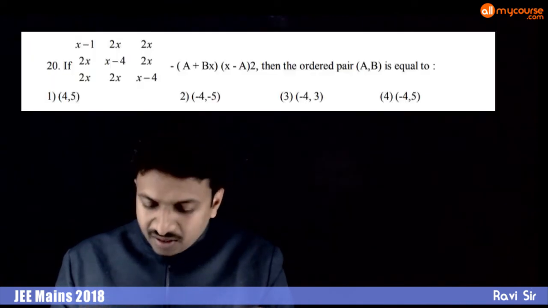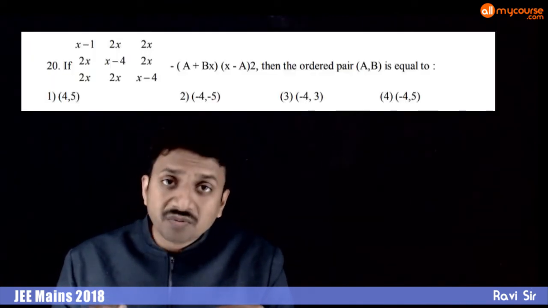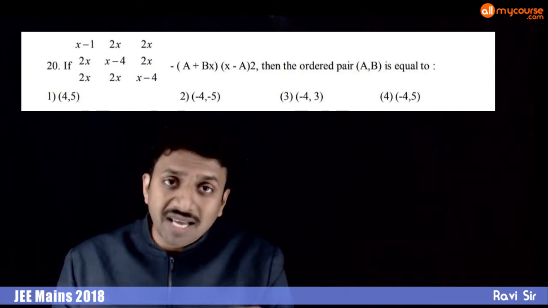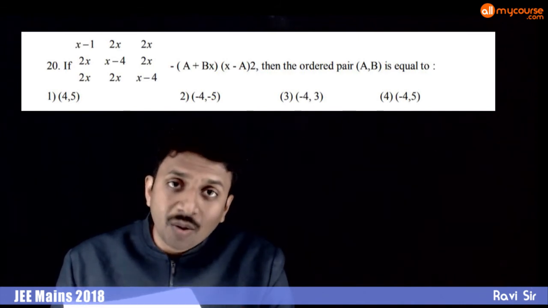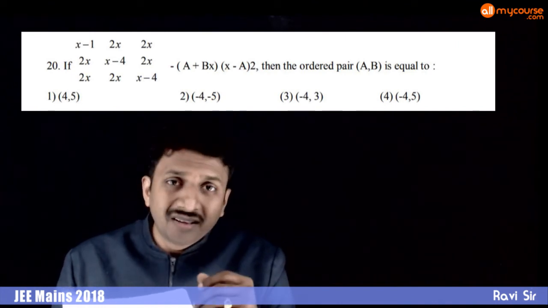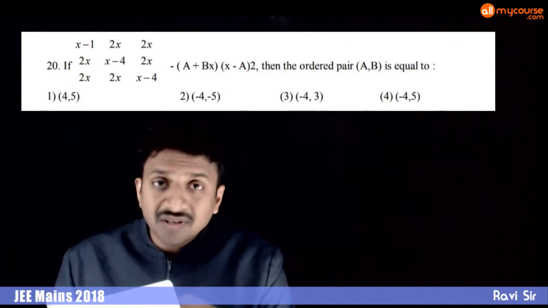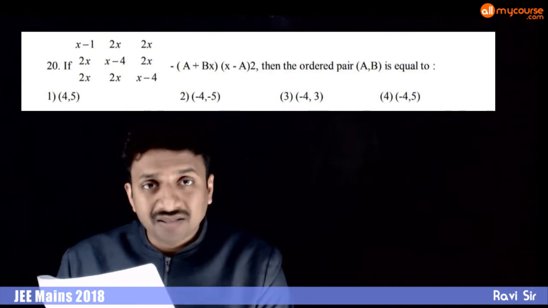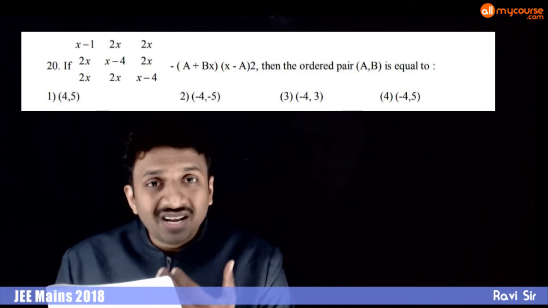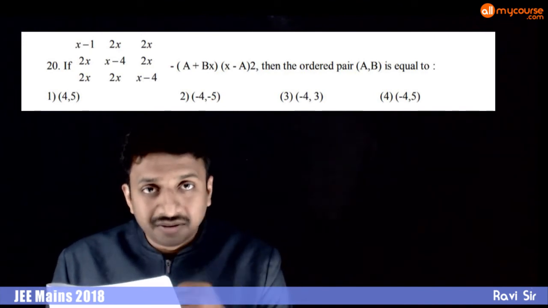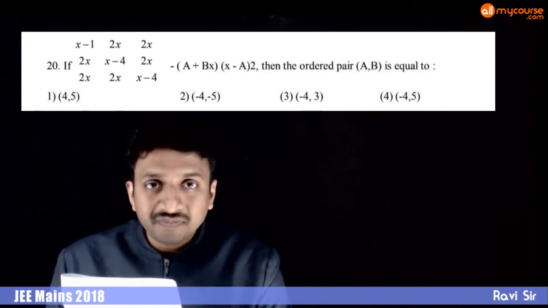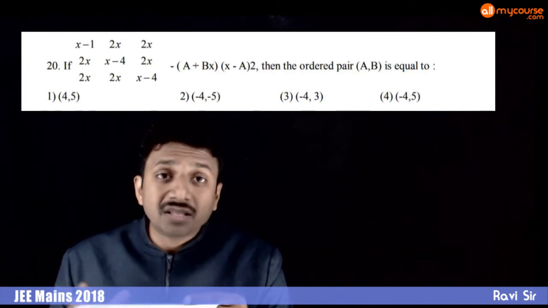20th question. The determinant of [x minus 4, 2x, 2x; 2x, x minus 4, 2x; 2x, 2x, x minus 4] is equal to (a plus bx) times (x minus a) whole square. You are asked to find the values of a and b. The answer is minus 4 comma 5: a is minus 4, b is plus 5. You can do this question very easily using the concept of circulant, that is, the determinant of [a, b, c; b, c, a; c, a, b]. The answer is minus 4 and 5.